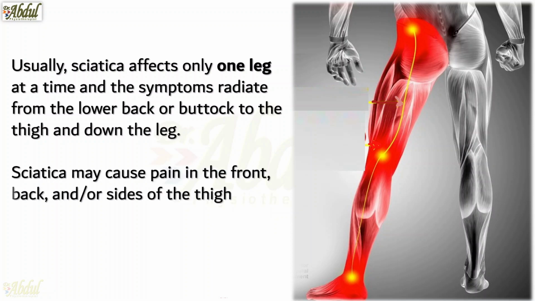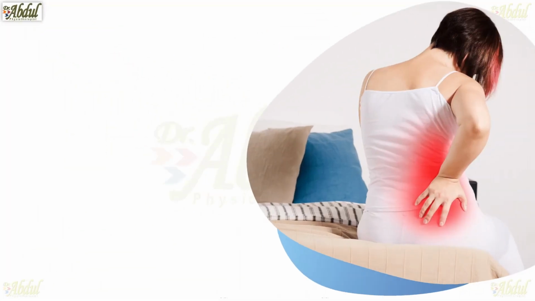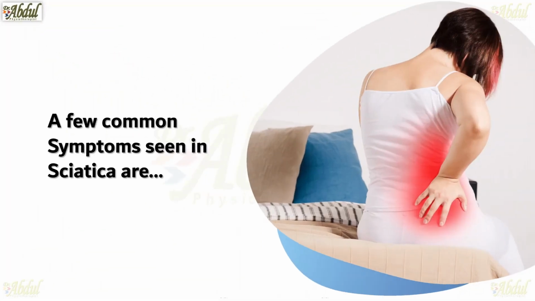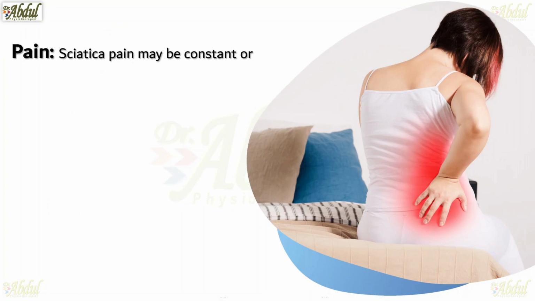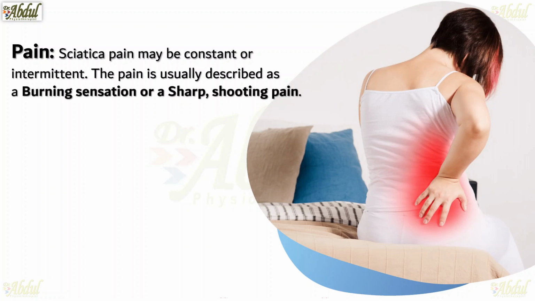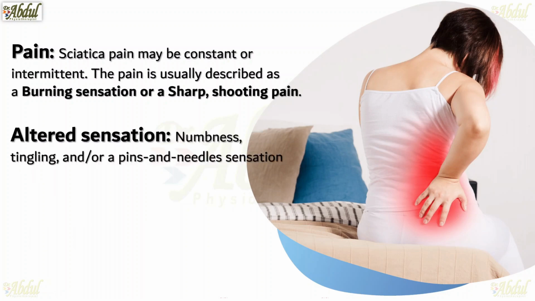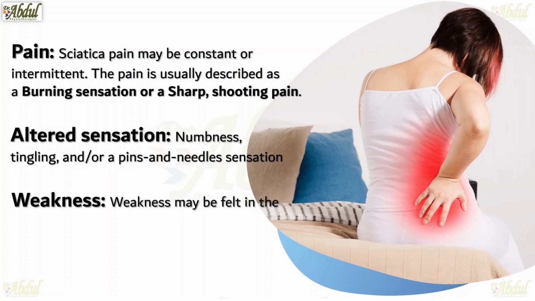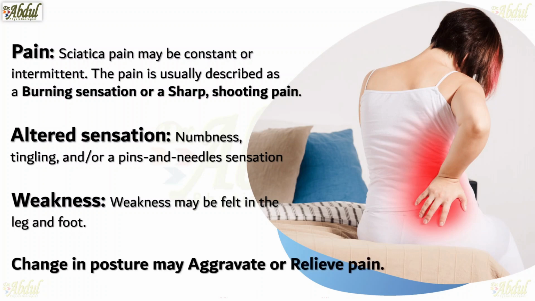Sciatica may cause pain in the front, back, and/or sides of the thigh and leg. A few common symptoms seen in sciatica are: Pain. Sciatica pain may be constant or intermittent. The pain is usually described as a burning sensation or a sharp, shooting pain. Altered sensation: numbness, tingling, and/or a pins and needles sensation. Weakness. Weakness may be felt in the leg and foot. Change in posture may aggravate or relieve pain.